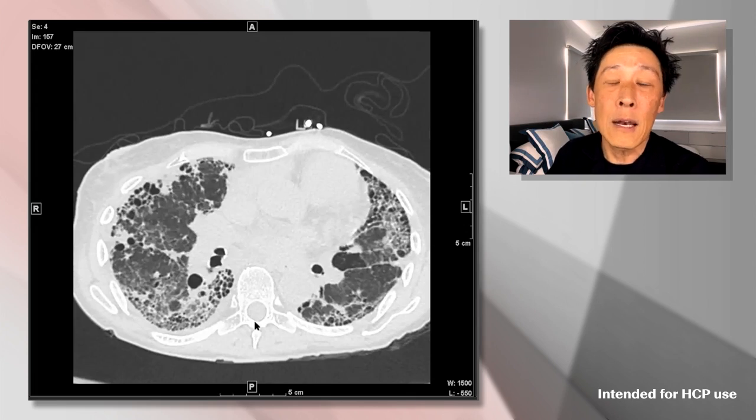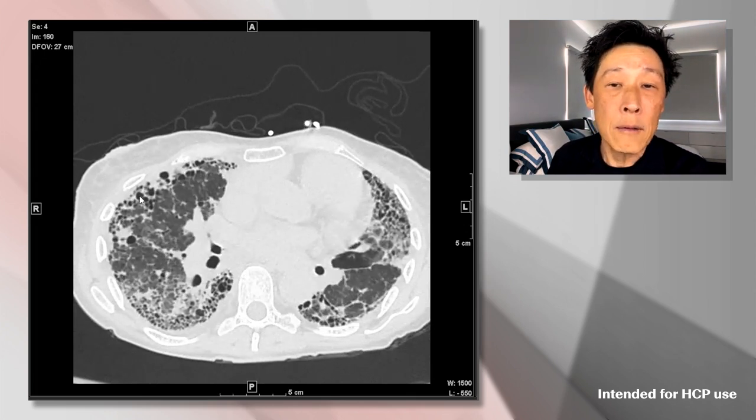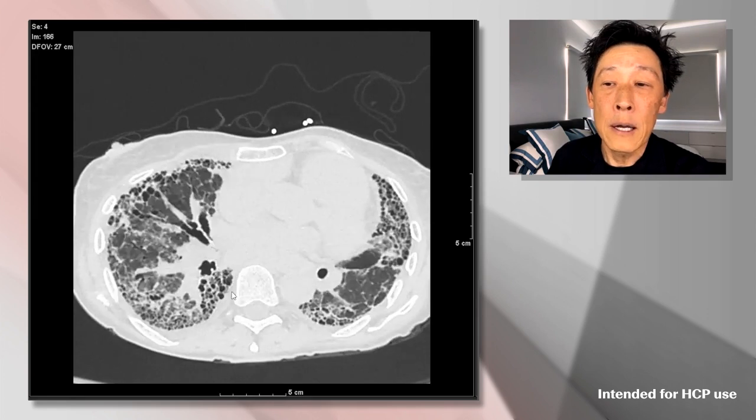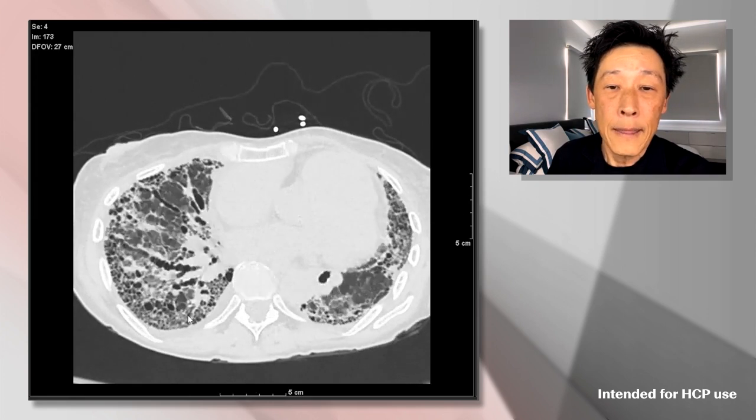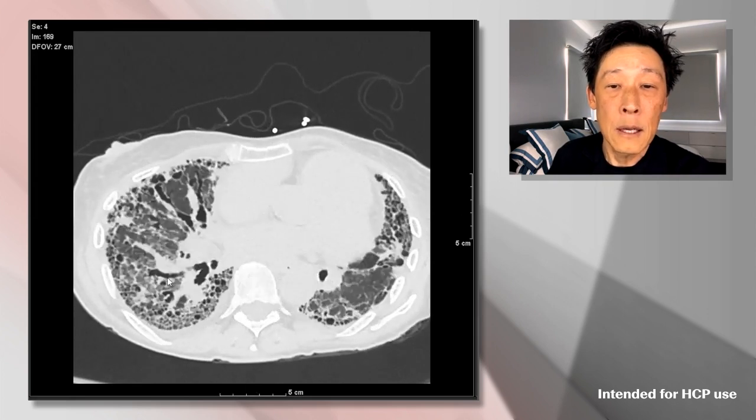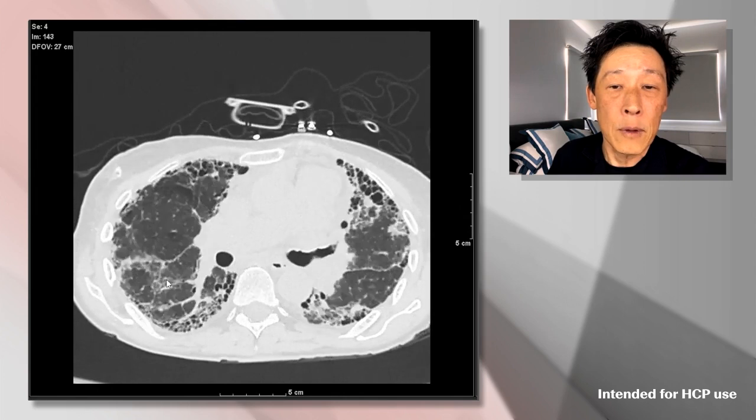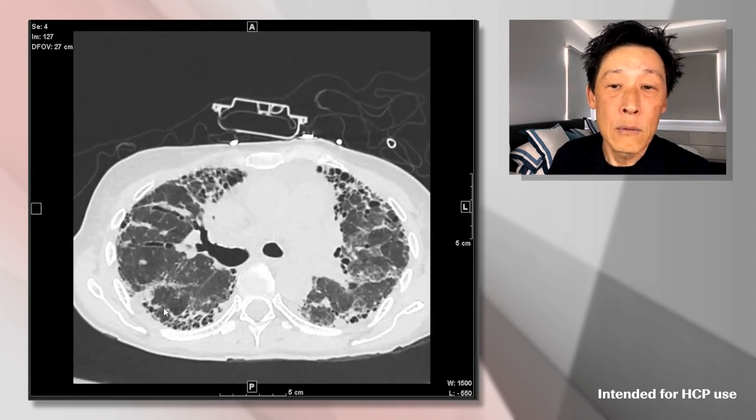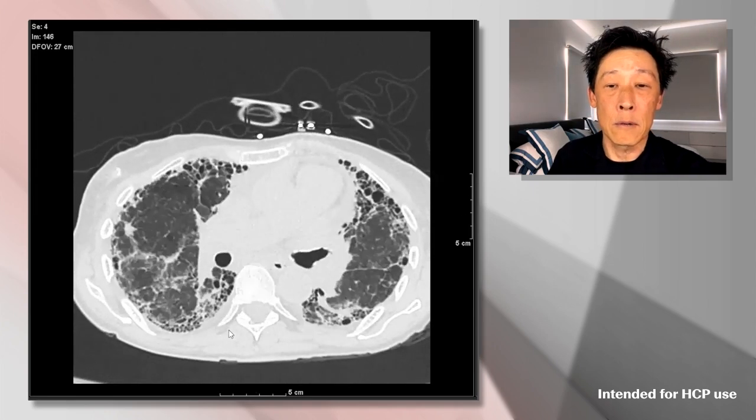Now notice that when we look at where the abnormality is, the reticulation, the honeycombing, it's out at the very periphery of the lung. Again, we can see that most of the disease is around the edges of the lung. And as we go to where there's less involvement, the central portions, even though they're abnormal, are not quite as diseased as the periphery of the lobes.